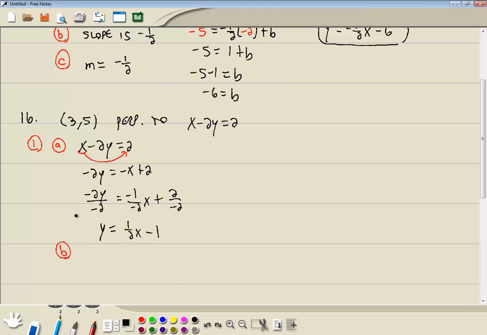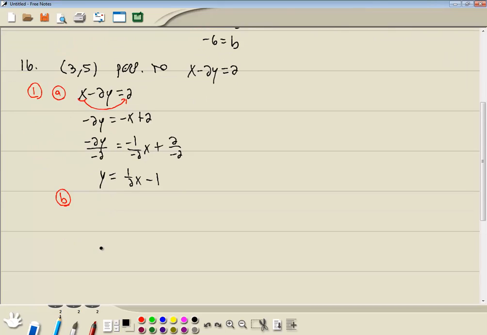Okay. Our second substep says to identify your slope. Again, the reason why we put it in slope-intercept form is so we can easily identify our slope. So slope is 1/2.